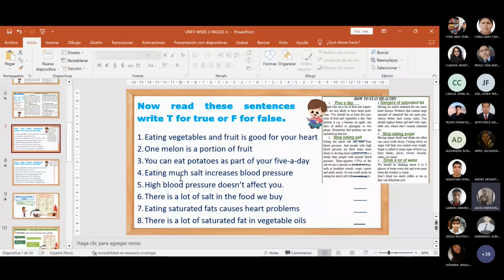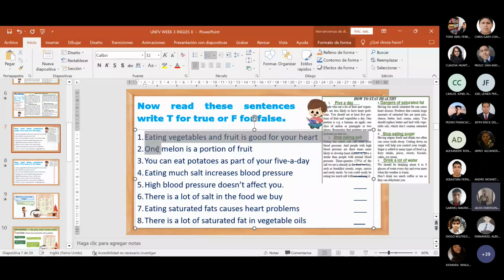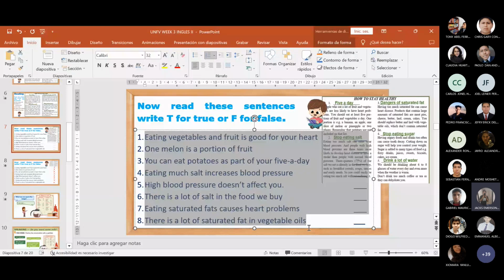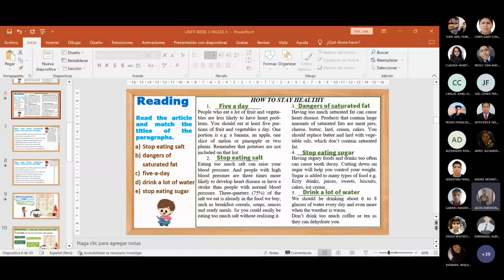Now you have to answer these questions related to the reading. Yeah, I can copy these sentences, these ideas into the chat. Okay, Jordan, no problem. Machacatu, yes. No problem, don't worry. Yes.